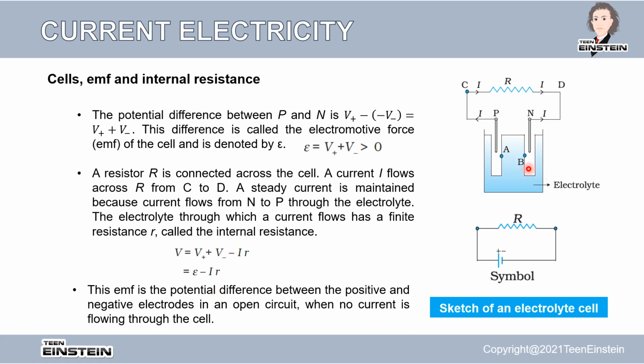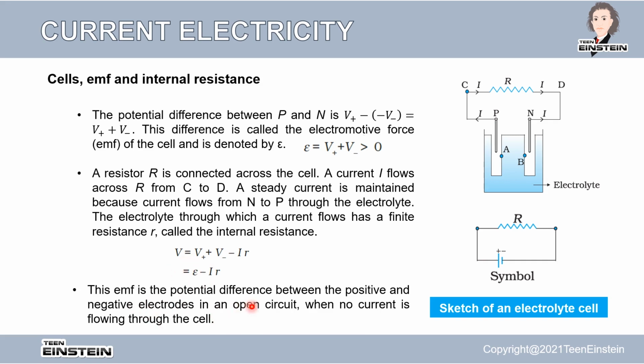If the internal current is 0, that means I equals 0, then what is the condition? V becomes epsilon. So we get exactly the electromotive force of the cell as the potential difference only when there is no current flowing through the circuit. But if there is a current flowing through the electrolyte, then we have R here, small r here. So we always get V less than epsilon.